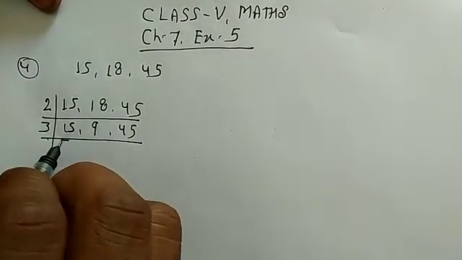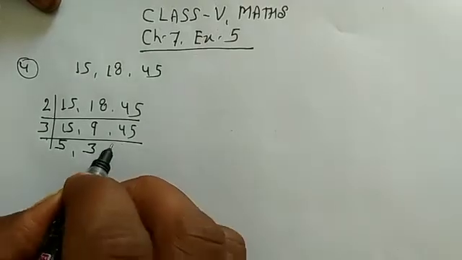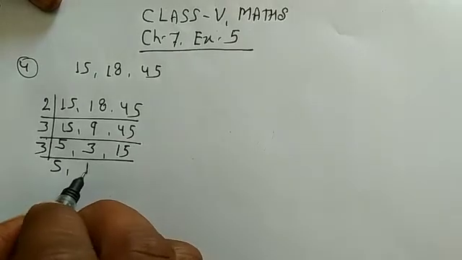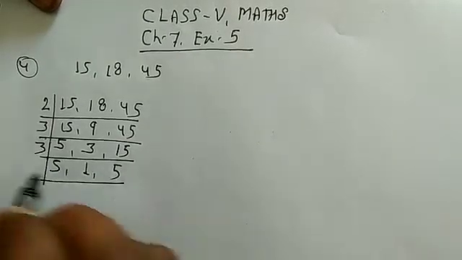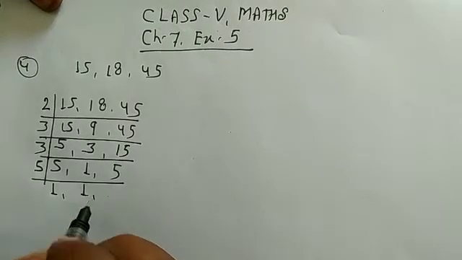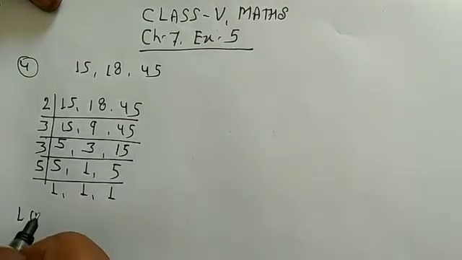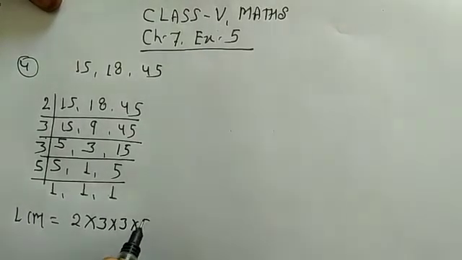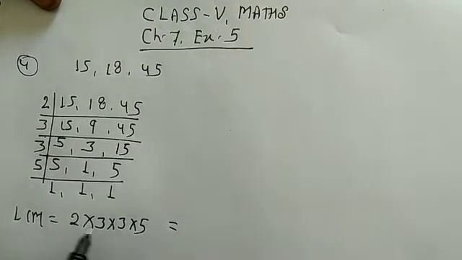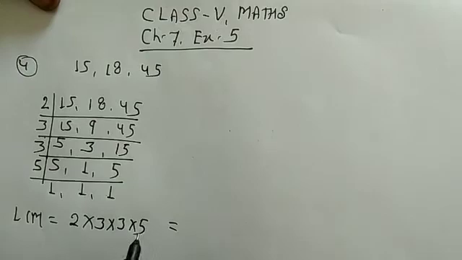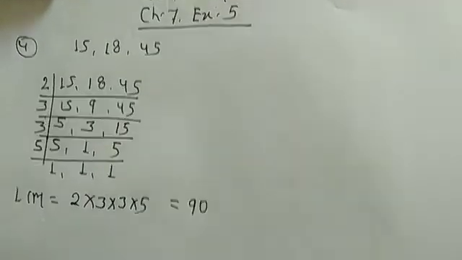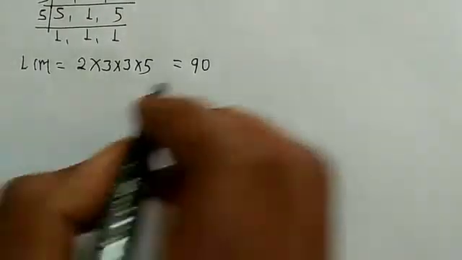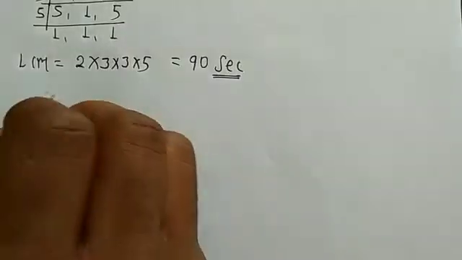Now divide by 3. 3 5s are 15, 3 3s are 9, and 15 3s are 45. Again divide by 3. 5 remains as it is. 3 1s are 3, and 3 5s are 15. Divide by 5 now. 5 1s are 5, 1 as it is, 5 1s are 5. So the LCM is 2 into 3 into 3 into 5. 2 3s are 6, 6 3s are 18, 18 5s are 90. It means all three bells toll together in 90 seconds. So the answer is 90 seconds.